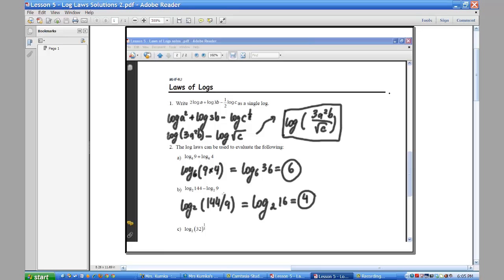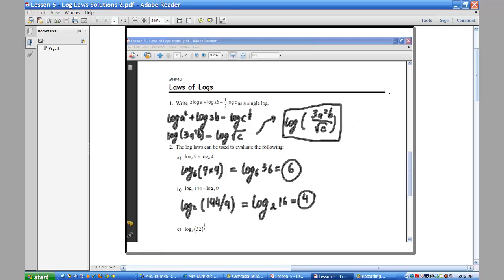Now this is a quotient law. When I'm subtracting 2 logs, it's the same thing as a single log with the 2 answers divided by each other. 3A squared B divided by square root of C. And this is my expression expressed in terms of a single log with one base.